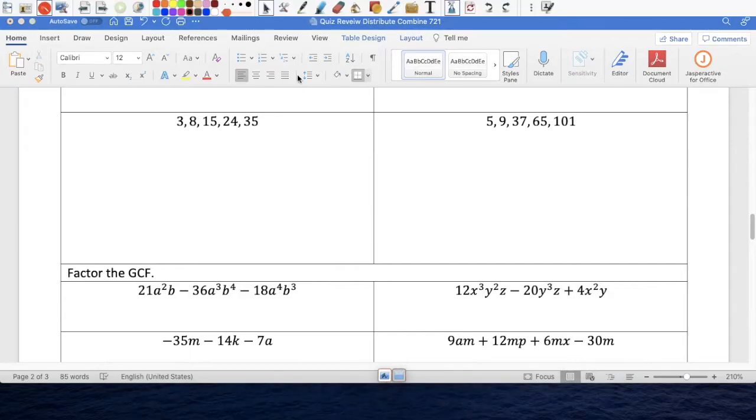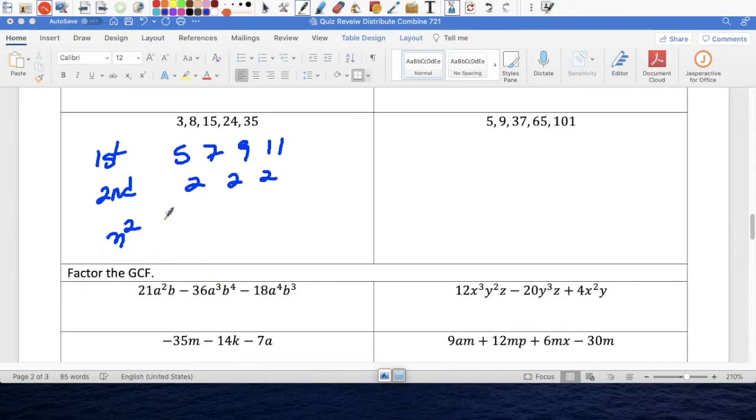Okay. First difference, looks like it's a 5, and then a 7, and then a 9, and then that's 11. Wow, that's nice. Second difference is 2, 2, and 2. So definitely a quadratic here, but just n squared. N squared is just 1, 4, 9, 16, 25. So that's easy. Let's subtract.